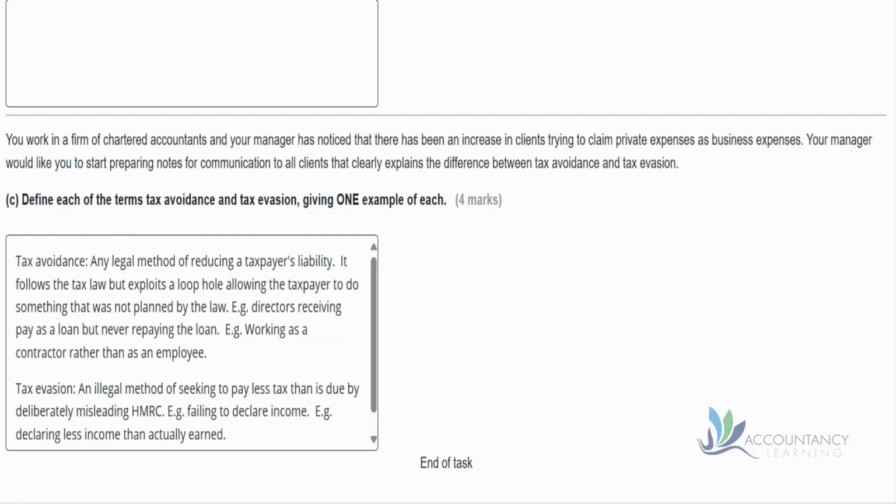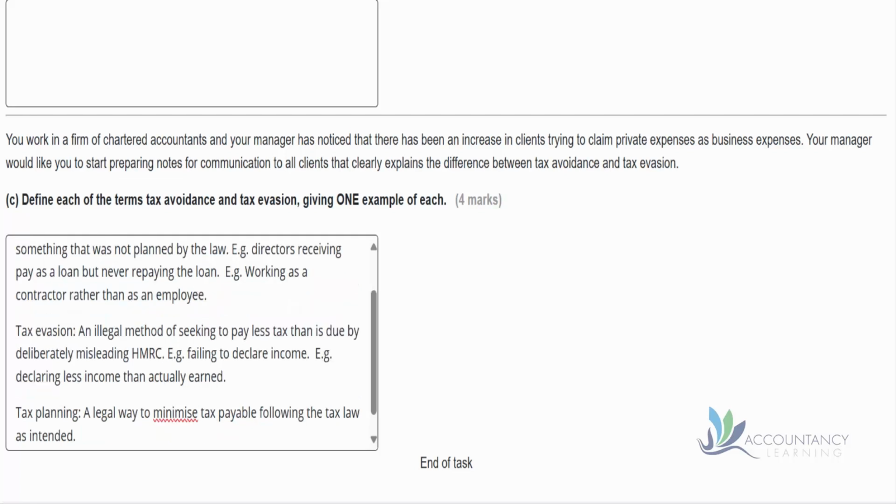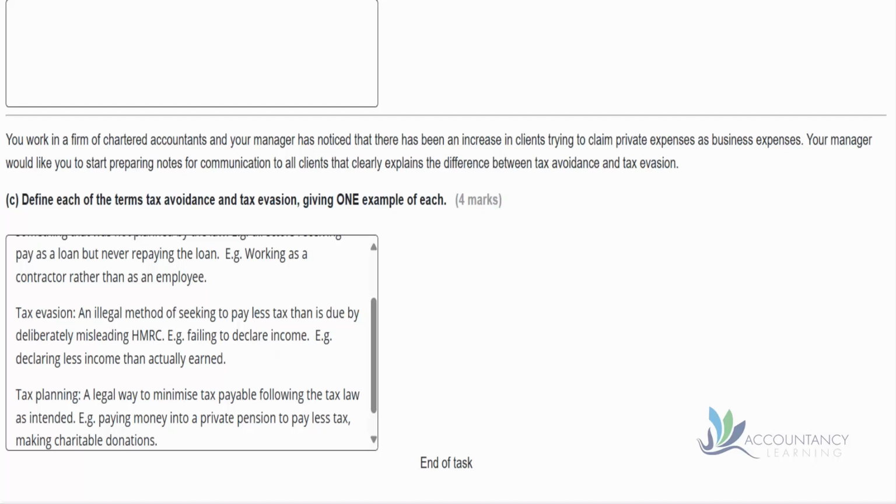So the question asks us for an example. So here's a couple. So failing to declare income or declaring less income than actually earned. Now this question doesn't ask us about tax planning, but while we're here, let's revise this as well. So tax planning is a legal way to minimize tax payable following the tax law as intended. So there's a couple of examples here as well. So paying money into a private pension scheme, which would allow us to pay less tax, and also making charitable donations. Both of these would allow us to increase our basic rate band and pay less tax at the higher rate.